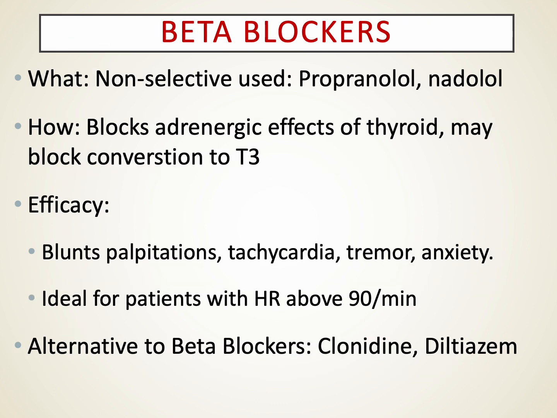Beta blockers: typically we're going to look at non-selective beta blockers, usually propranolol and nadolol, blocking the adrenergic effects of thyroid function. It may also serve to block some conversion to T3 as well. That effect is a little more debated. Its efficacy is that it blunts palpitations, tachyarrhythmias, tremors, and anxiety. And really, the patients who are going to be the candidates for this most are folks with tachyarrhythmias, particularly heart rates above 90.